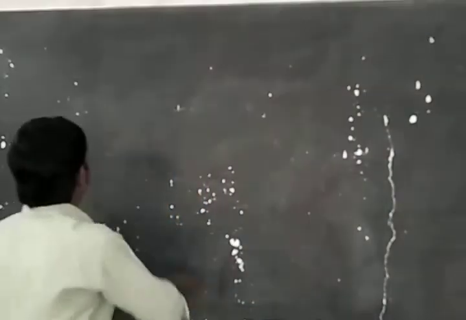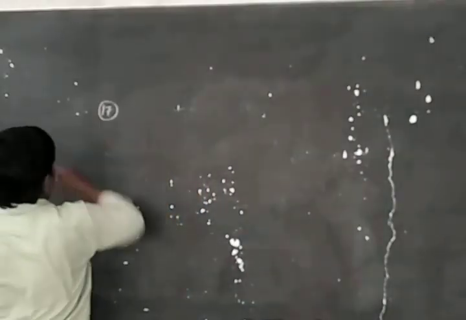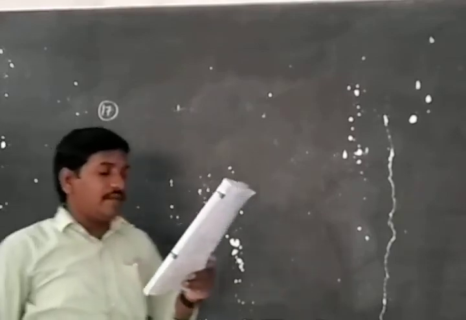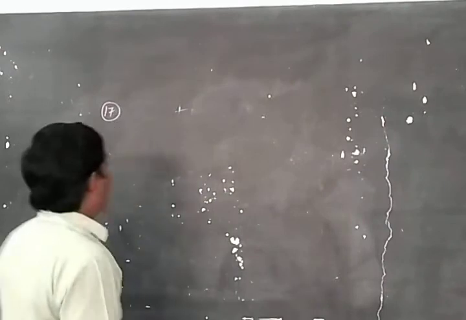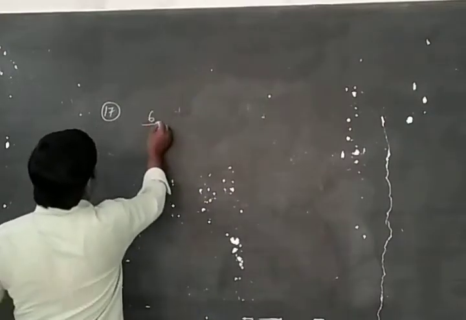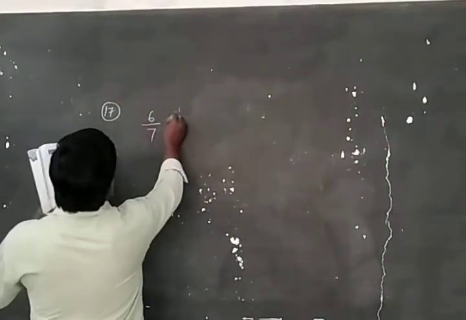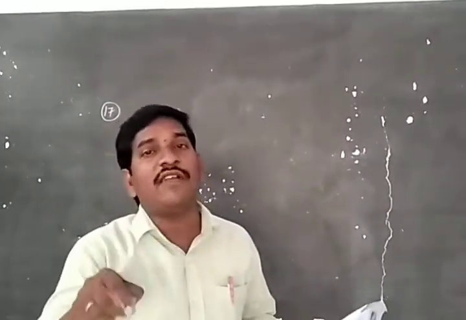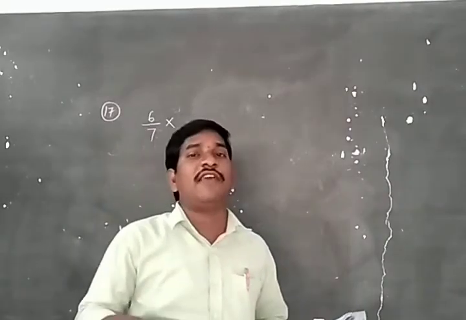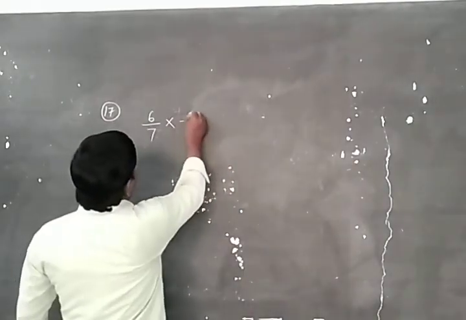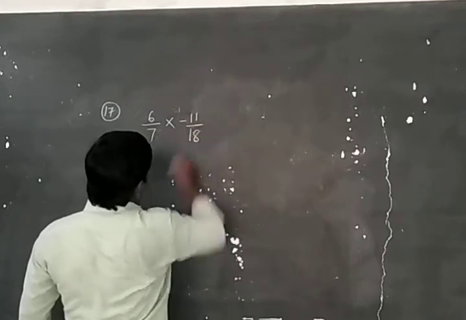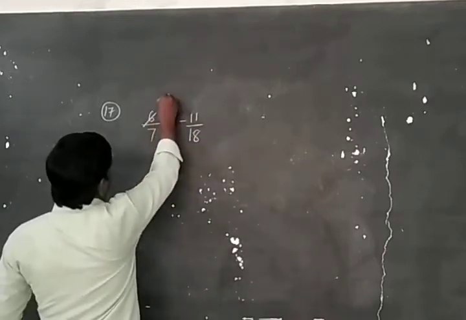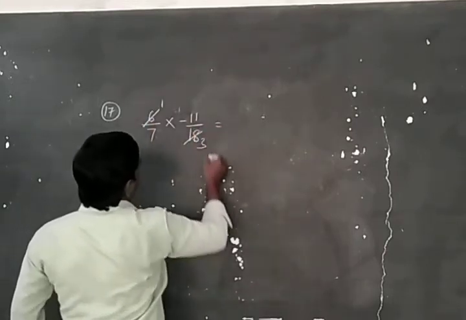Next, multiply, 17th one. Multiply 6 by 11 by the additive inverse of 11 by 18. What is the additive inverse of 11 by 18? Minus 11 by 18 is the additive inverse of 11 by 18. So that's why I write minus 11 by 18.